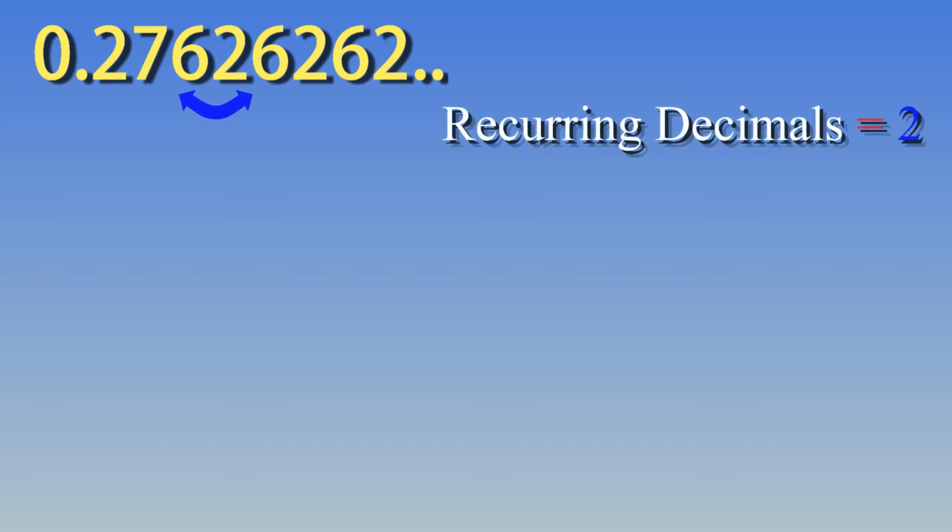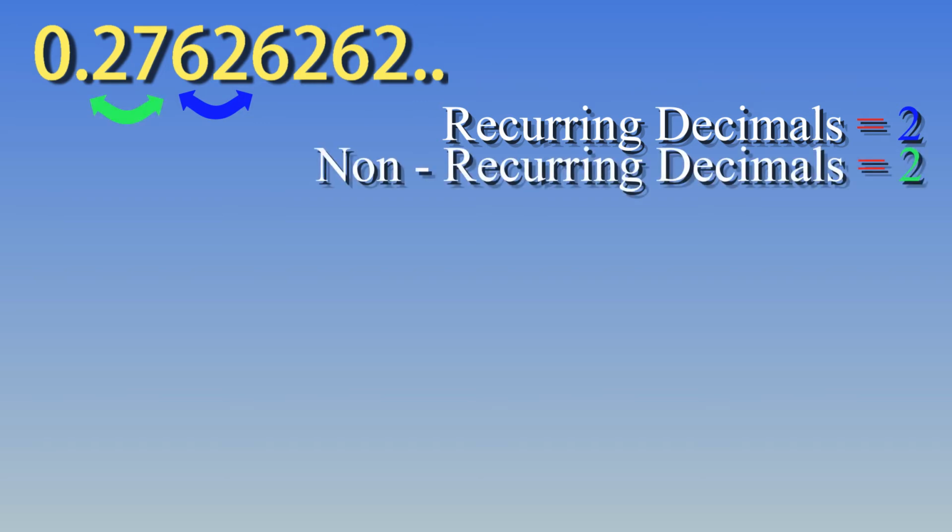Let's use 0.2762 with the 62 recurring. In step 1, we have to make a note of two numbers this side. First, we check the length of the recurring pattern. Well, again, that's just 2 because there are only two numbers repeating. But then we also have to make a note of how many non-repeating decimals there are, and that's 2 also.